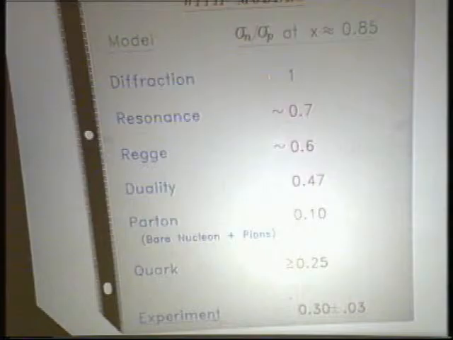The parton model, the bare nucleon and pions, gave a value that was too small. It was 0.1. Now, it turns out, if you looked at that model, you could put channels into it to increase it. But if you try to put more channels into it, inelastic channels, it destroyed the threshold behavior of nu W2. So one could not do it. So that model became unsupportable. The quark model was the only one which survived. It wasn't very specific. It just said it had to be greater than 0.25.